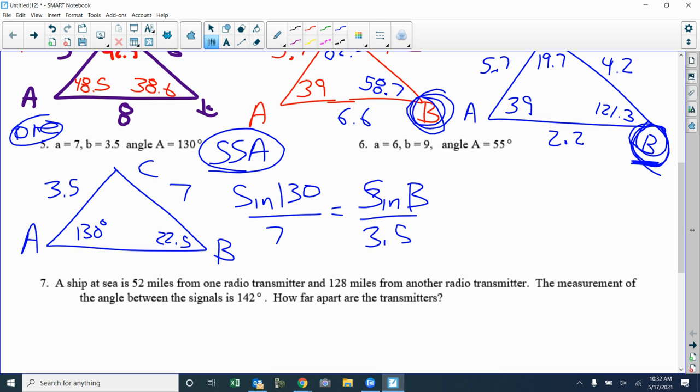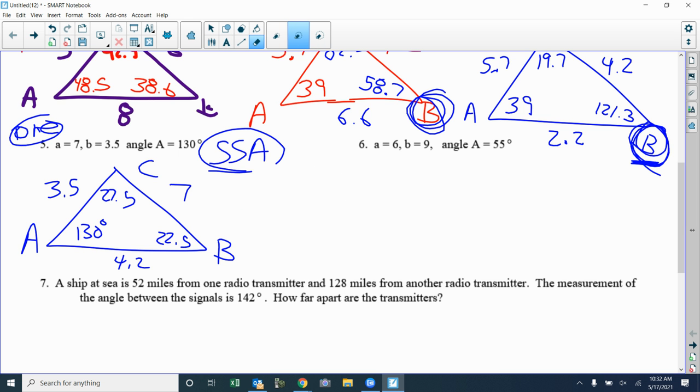We end up with this one at 27.5, and this side is 4.2. So largest angle, largest side, smallest angle, smallest side. Bingo. So that one was a little bit different, side angle, because it was an obtuse, so things got going pretty good there on that one. All right. One to go, at least we think so.